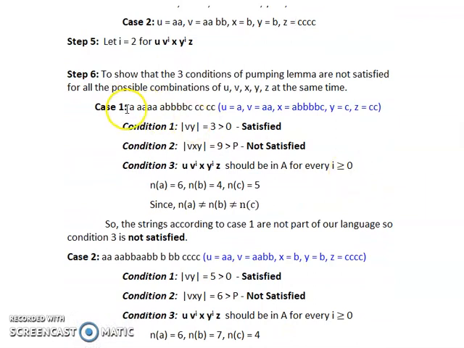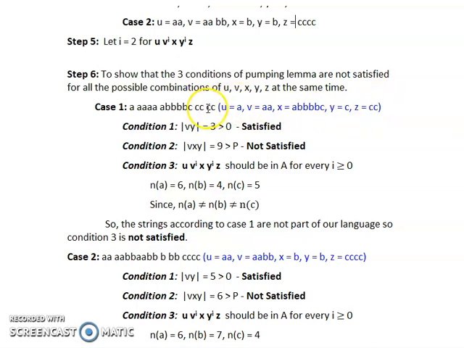So for case number 1, when the value of i is taken as 2, that means if u is a, so we have taken a single a, then we have v as double a. The i value is 2, that means 4 a's will be there. Then x is taken as a, b, b, b, c, so it will be copied as it is. Then y to the power i, c. That means c is taken 2 times because the value of i is 2.